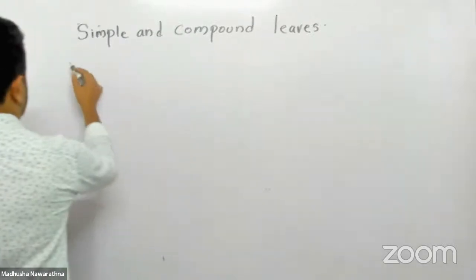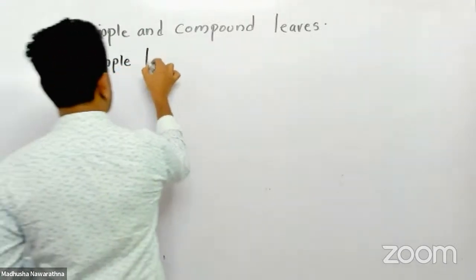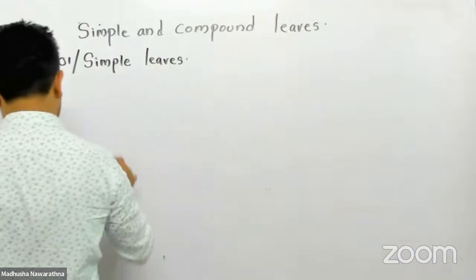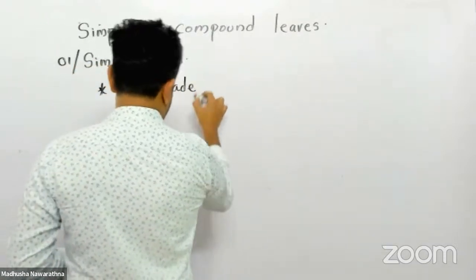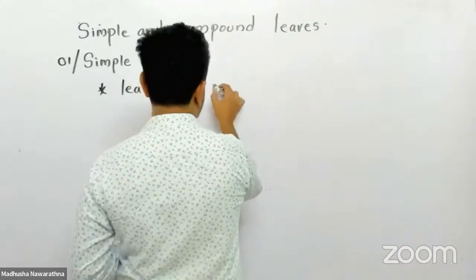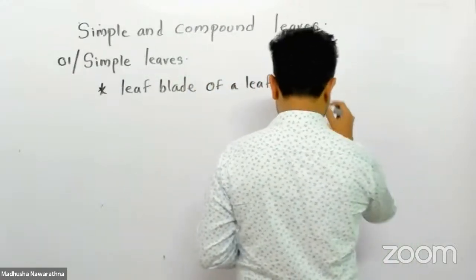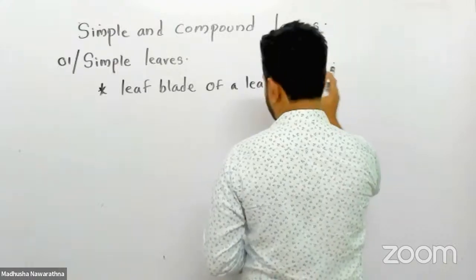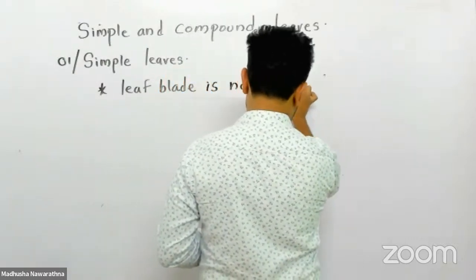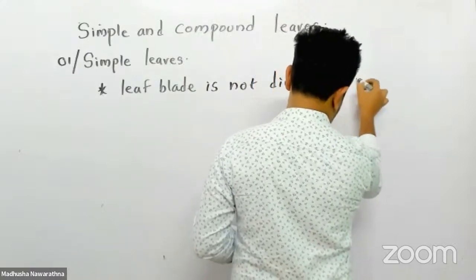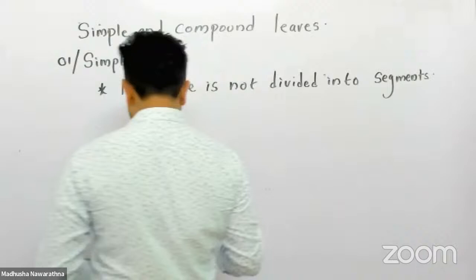Then write. Number one, simple leaves. The leaf blade of a leaf is not divided into segments. Not divided into segments.